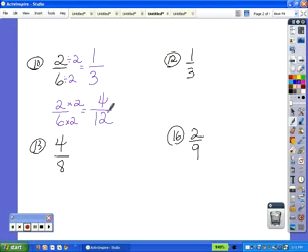For number 13, since I can divide, I'm going to divide both 4 and 8. 4 goes into both 4 and 8, so I'm going to divide and get 1/2. But again, you could choose multiplication.